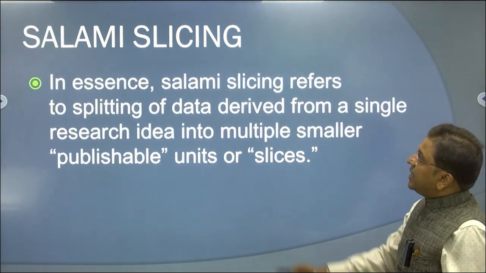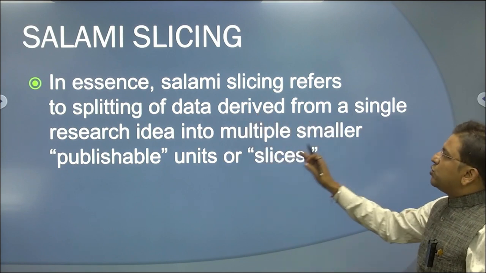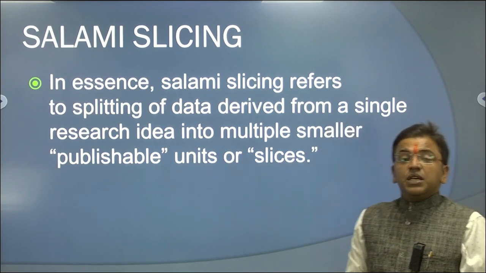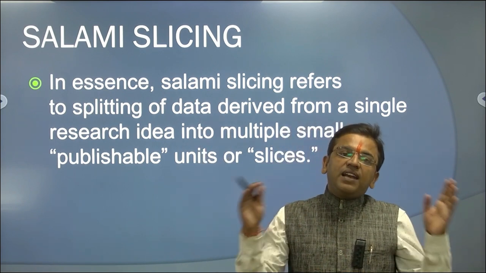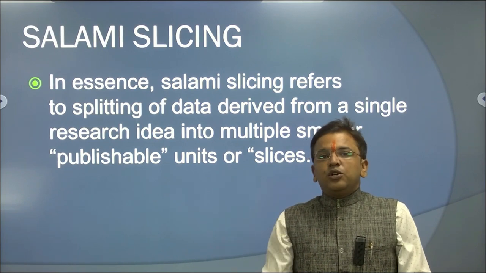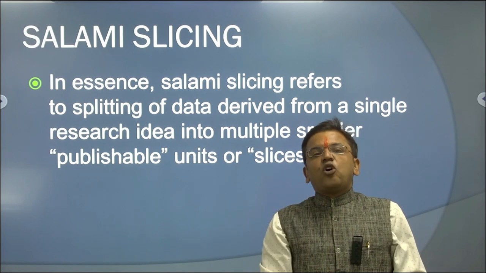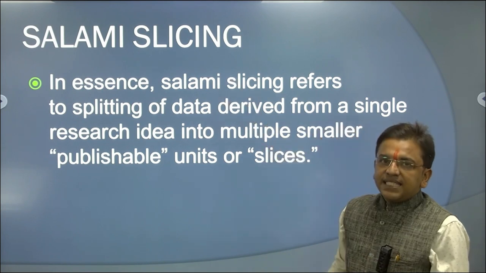Now, salami slicing. It is an important term which we talk about. For example, when we conduct a study for our PhD work, and from that data we get 3-4 papers published by dividing the data into 3-4 parts. Whenever we slice the data and write research papers like this, we say it is salami slicing. In essence, salami slicing refers to splitting data derived from a single research idea into multiple smaller publishable units or slices. Whenever you conduct a large study and slice that large data into different parts, taking small publishable data and publishing a research paper on that specific objective and hypothesis, we say it is a salami slicing process.